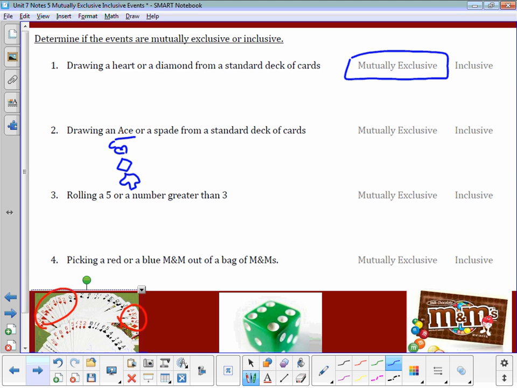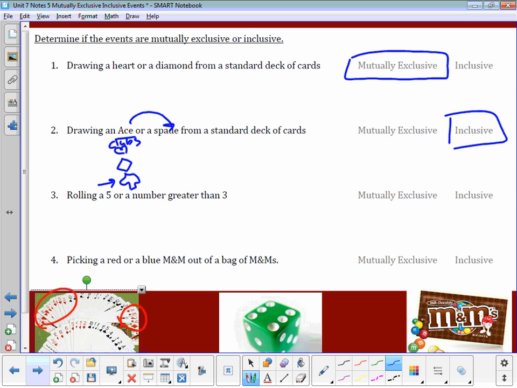There's 4 of them. And clubs. Since there is an ace in the spades, that means that there's going to be things that overlap. We've got an ace that's in the spade category as well, so I have to take out the inclusive part. These are inclusive events. They're events that cross over each other or overlap.